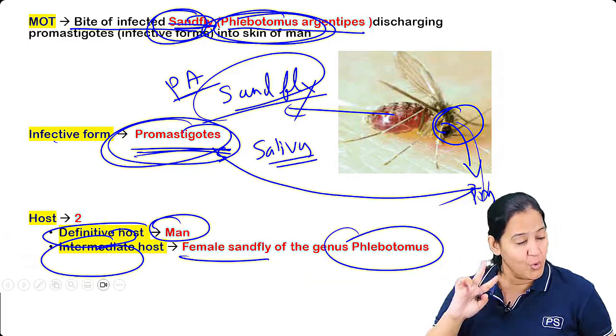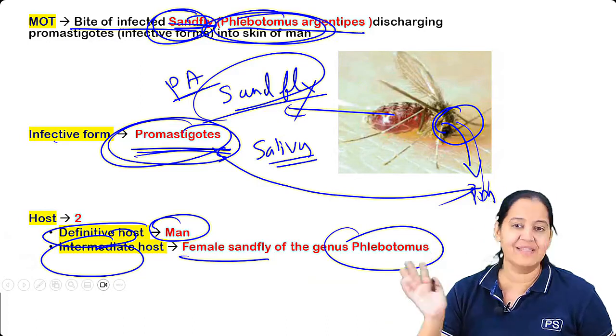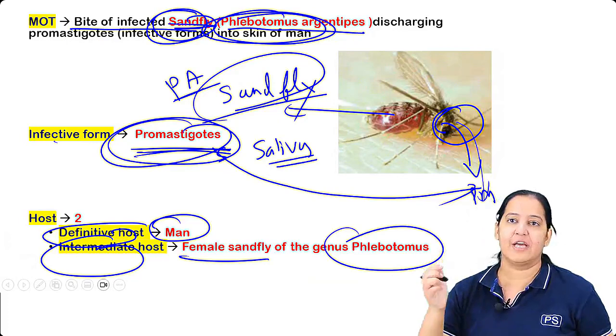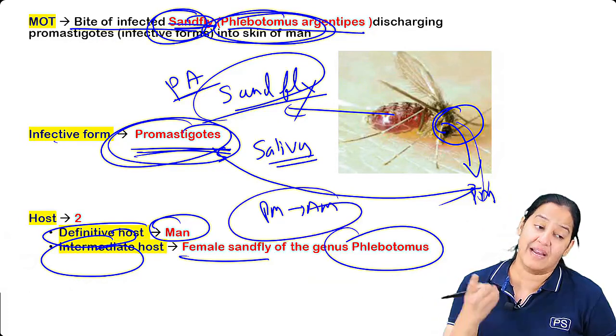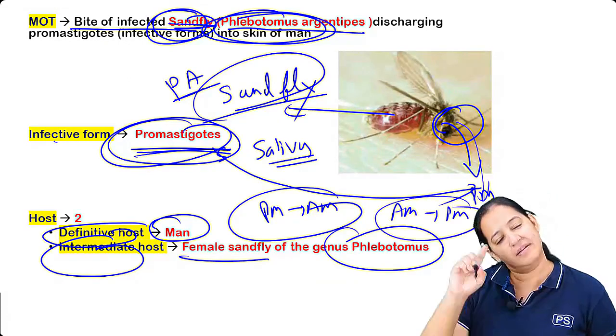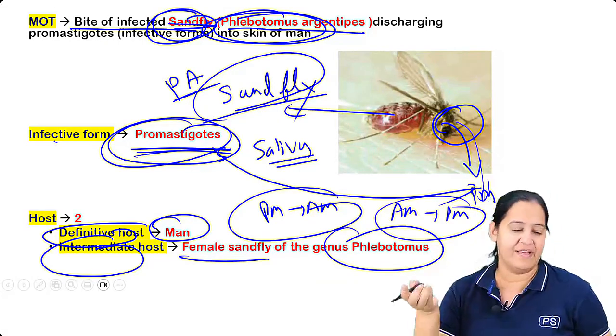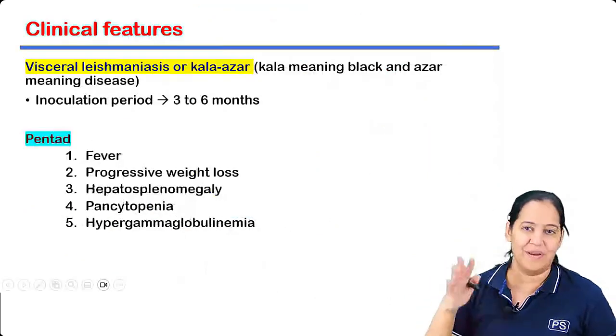So we have two hosts here. Because the sexual cycle is in man and the asexual cycle is in the sandfly. Sexual cycle is PM to AM, that is in man. And AM to PM, that is the asexual cycle, taking place in the sandfly. That's why sandfly is an intermediate host. Please learn that. So instead of this circle, I have drawn the human in front of you.